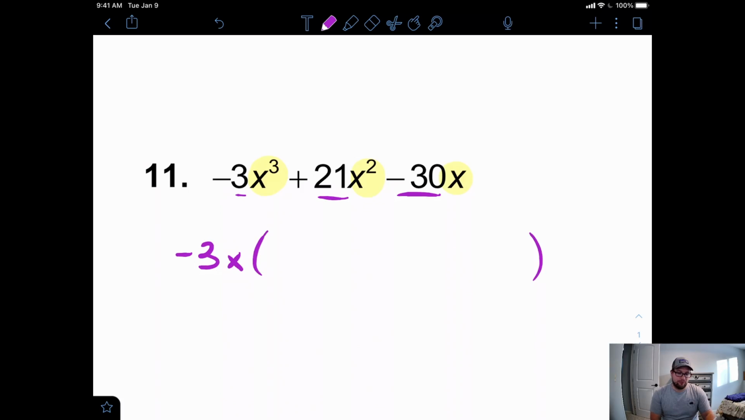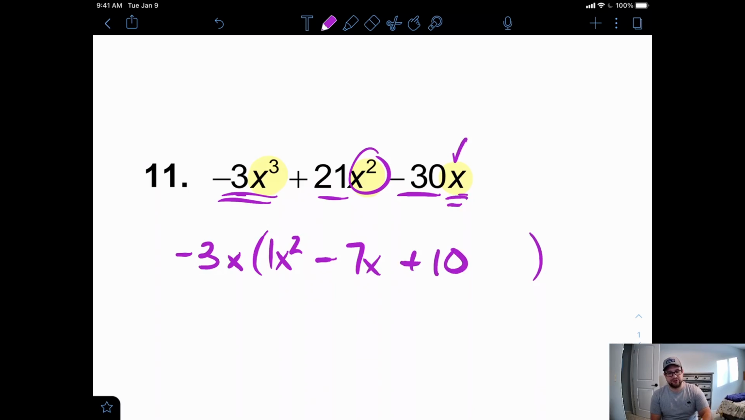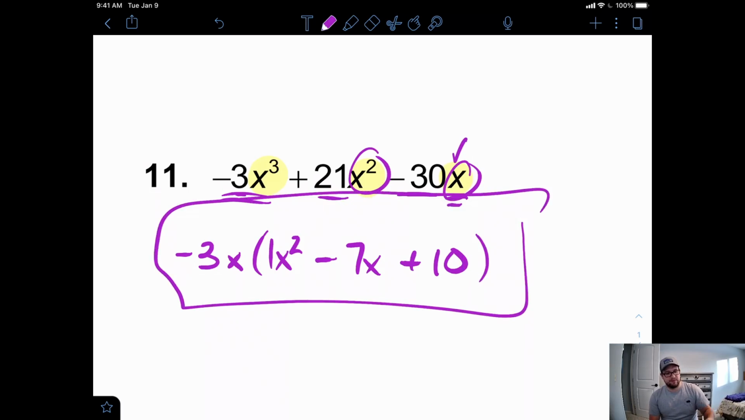If I pulled a 3x out of this term, I would just be left with 1x squared. 21 divided by a negative 3 would leave us with a negative 7. Now again, we started with 2 x's, you pull 1 out, you do still have 1 there. And negative 30 divided by a negative 3 would be a positive 10. And it looks like our x's should be good to go because I had 1, I pulled 1 out, so we should be all set. So that wraps up the first page.